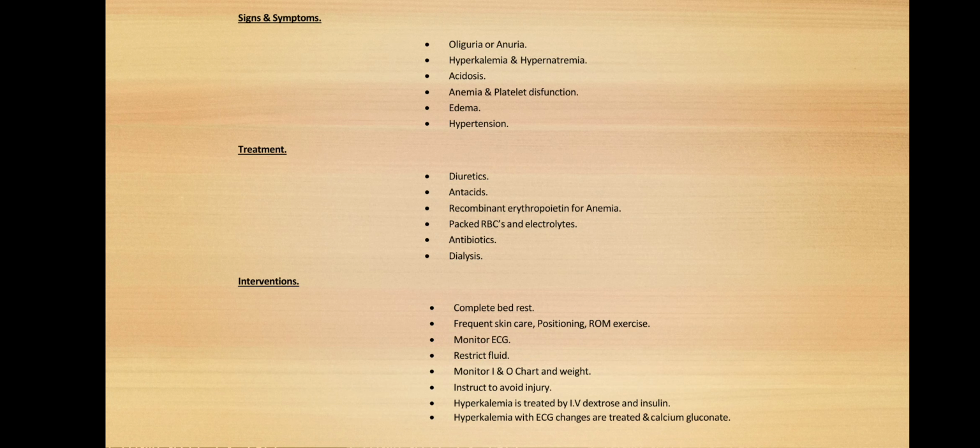Signs and symptoms: oliguria, anuria, hyperkalemia, hypernatremia, acidosis, anemia, platelet dysfunctions, edema and hypertension. Treatment: diuretics, antacids, recombinant erythropoietin for anemia, antibiotics and dialysis. Interventions: same, and we need to monitor the strict intake output for the patient.